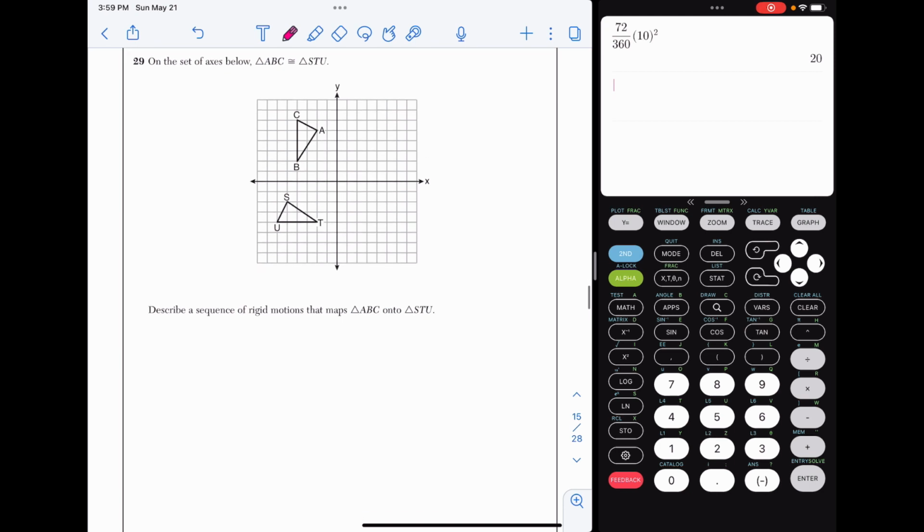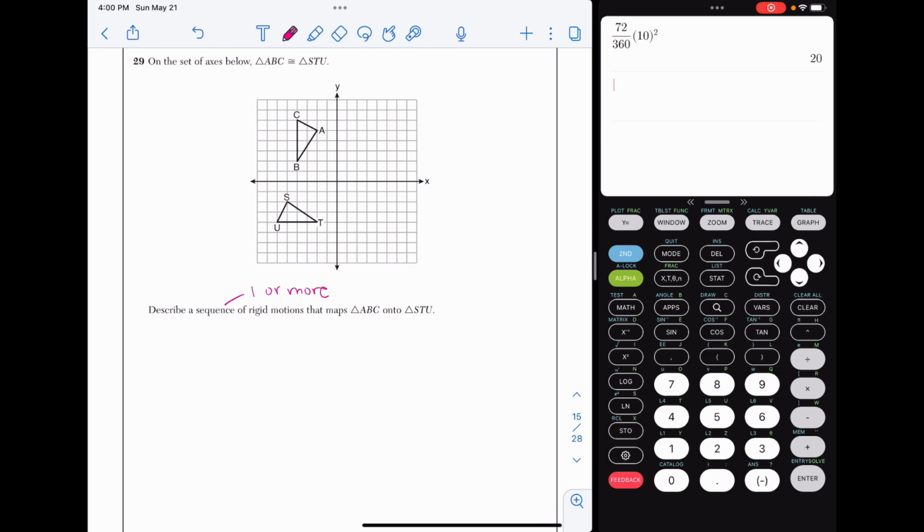29, on the set of axes below, triangle ABC is congruent to triangle STU. We're going to describe a sequence of rigid motions that maps triangle ABC onto STU. Just a hint on these questions on the Regents, sometimes when we read the word sequence and motions, we think it must be more than one, and it certainly could be, but this means one or more rigid motions has occurred. Okay? So just kind of keep that in mind.